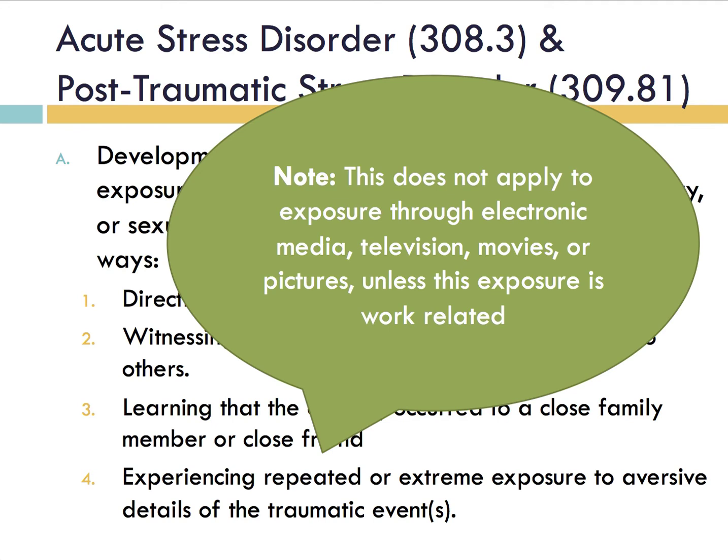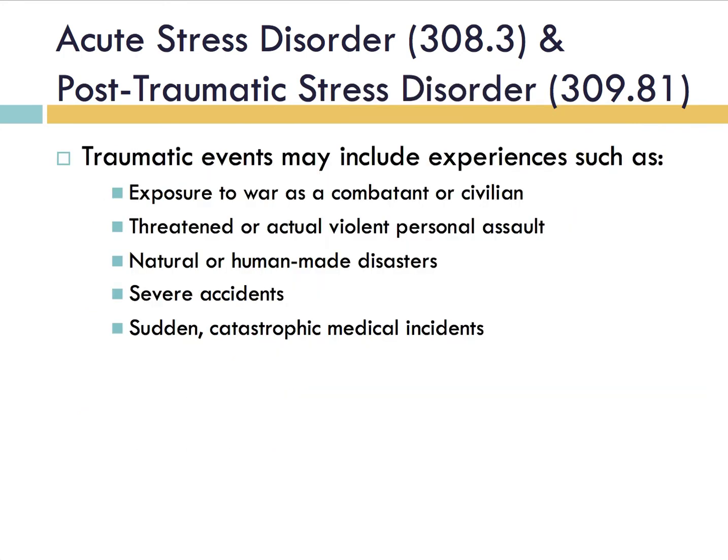And in this case, the DSM-5 stipulates that this exposure to aversive details does not apply to exposure through electronic media, television, movies, or pictures, unless this exposure is work-related. And when the DSM-5 says traumatic events, what's included in this category could be things like exposure to war as a combatant or civilian, threatened or actual violent personal assaults, natural and human-made disasters, severe accidents, and sudden or catastrophic medical incidents. Now, the event doesn't have to fall into one of these categories. These are just examples the DSM-5 gives to give a scope of the severity of events that could result in a person developing symptoms of PTSD or acute stress disorder.